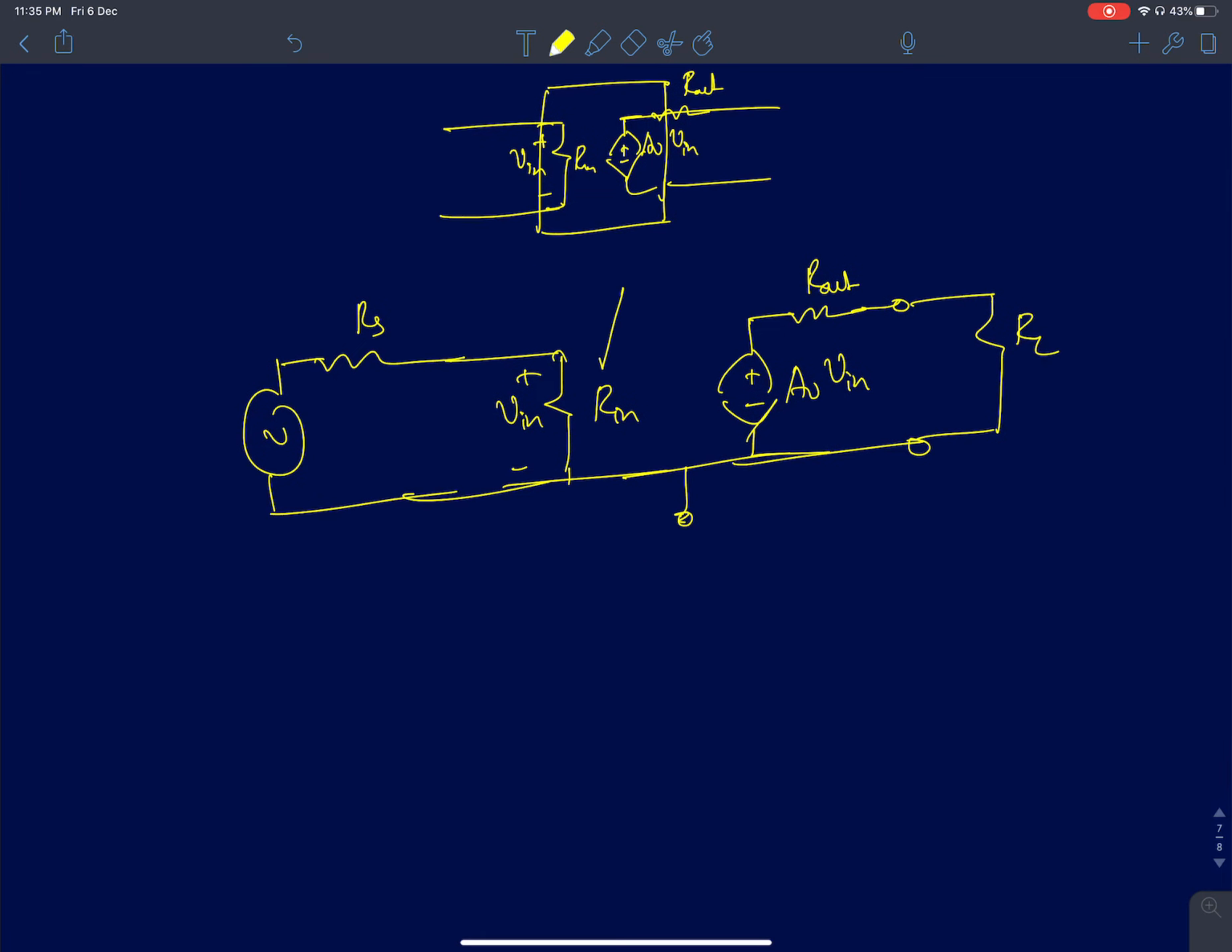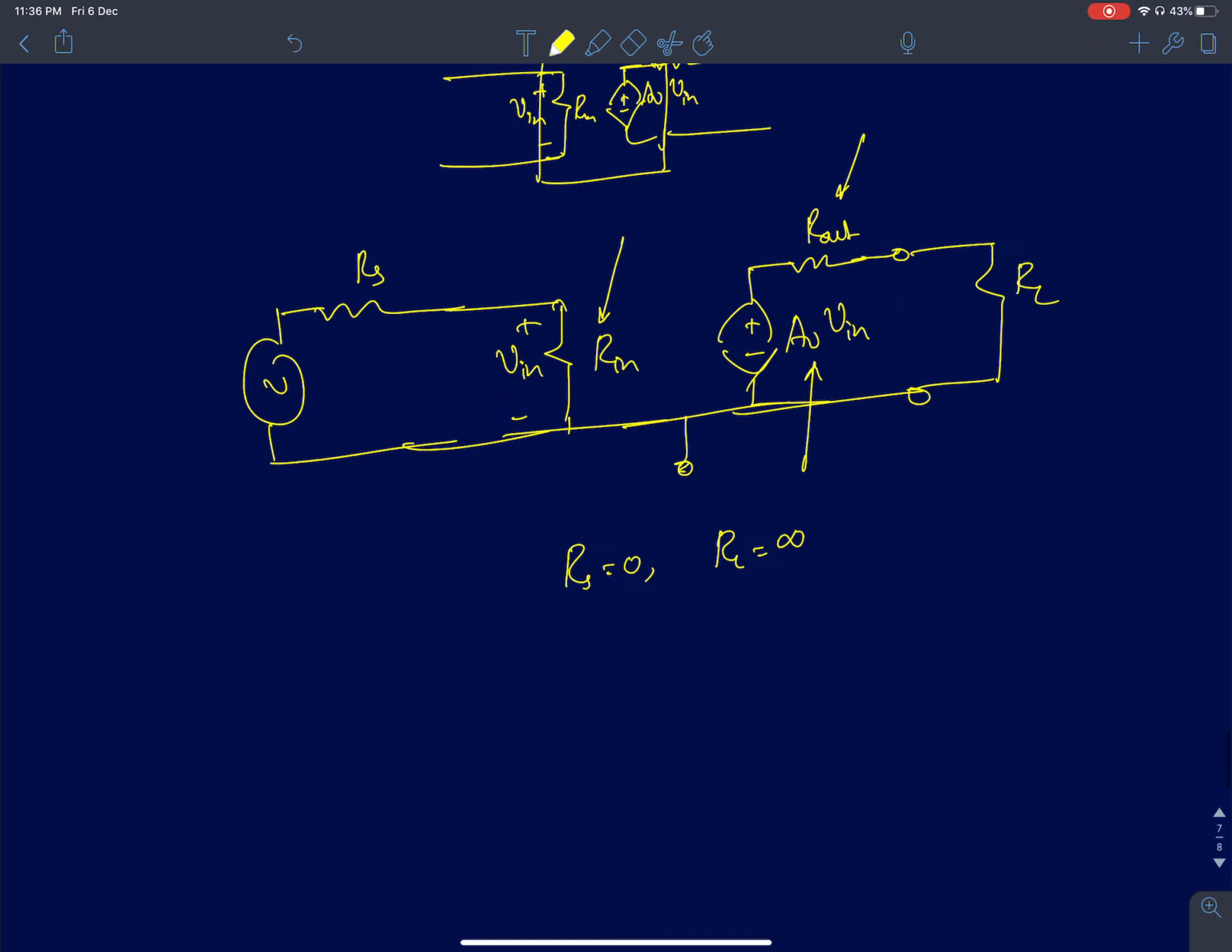Now Rn is the amplifier's input resistance, Rout is the amplifier's output resistance. AV, this term AV, is called the unloaded voltage gain. So this is the voltage gain of the amplifier if Rs equals 0 and RL equals infinity.